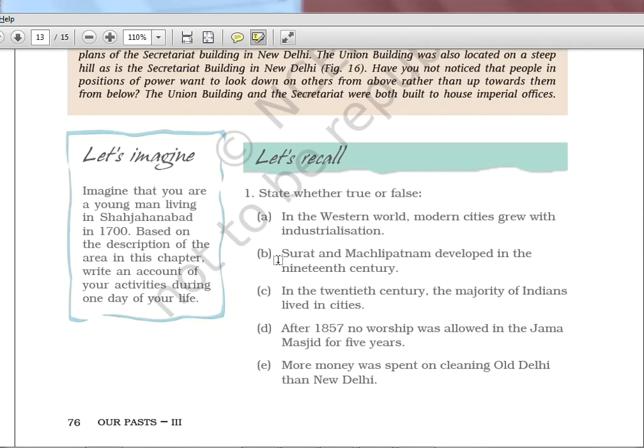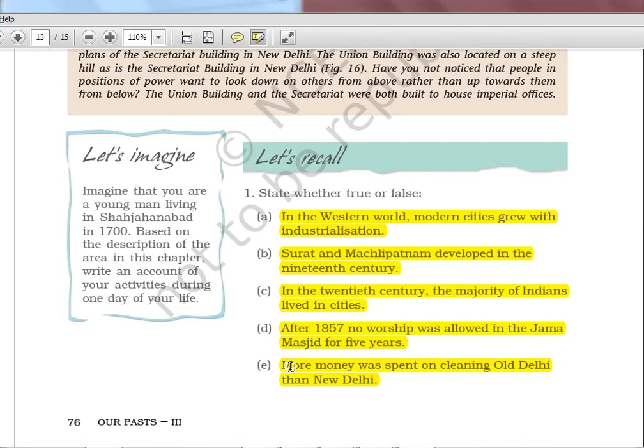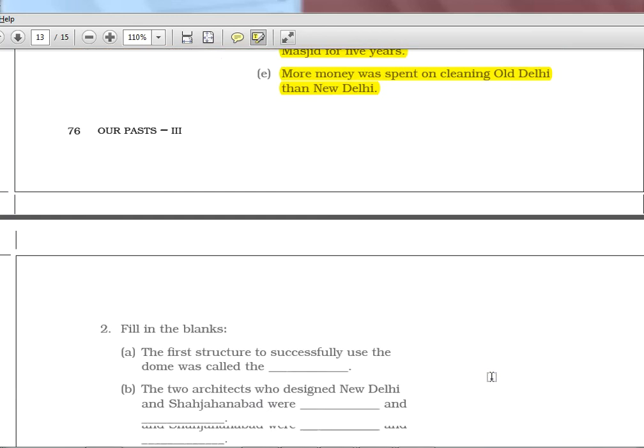True or false? In the Western world, modern cities grew with industrialization. That is true. Surat and Machilipatnam developed in the 19th century. That is false, because earlier they were developed and then they were degrading or deurbanizing. In the 20th century, the majority of Indians lived in cities. A false statement. Only 11% lived. We have seen this. After 1857, no worship was allowed in the Jama Masjid for 5 years. That is also true. More money was spent on cleaning Old Delhi than New Delhi. That was actually wrong. They were spending more and more money on New Delhi. The old canal system, drain system were all degrading. They did not spend money.